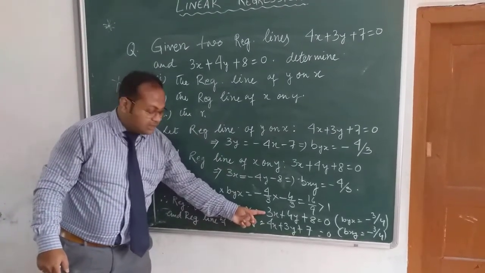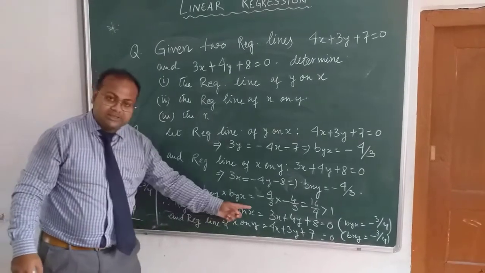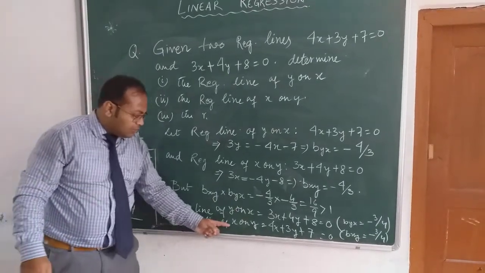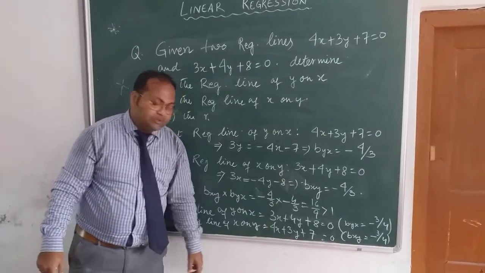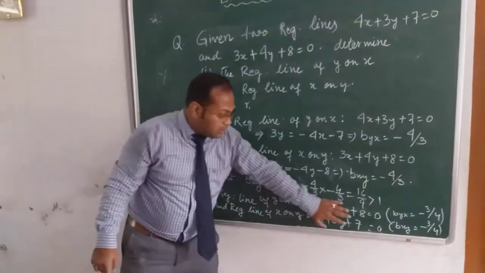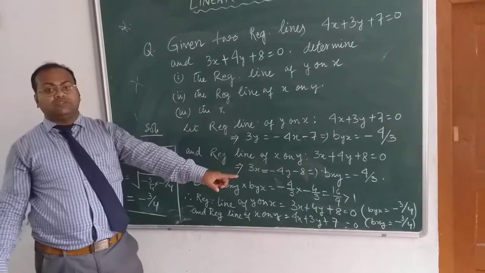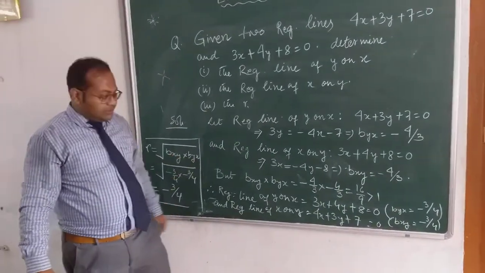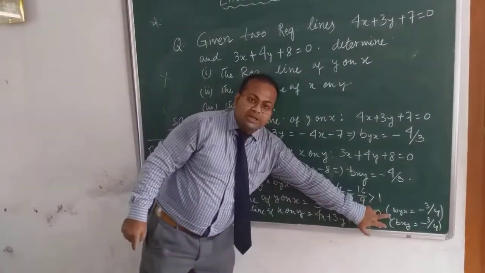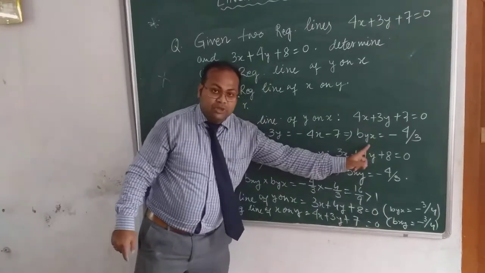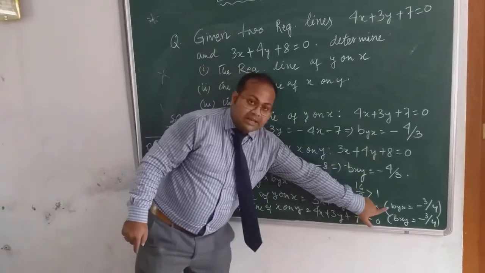So the other one is the regression line of y on x, and definitely the regression line of x on y will be 4x plus 3y plus 7 equals to 0. And also write the regression coefficients here, because we need the actual regression coefficient to find out the correlation coefficient. So what is the actual regression? This one was the assumed, which is incorrect one. Now this is the correct one.